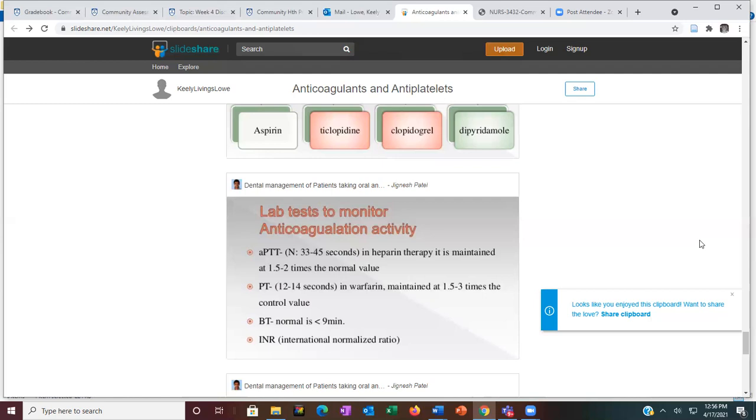So normally, if the patients are taking this medication, we want the time for the blood to clot to be a little bit longer. Okay, we don't want it not to clot at all, we'll bleed to death, but we want it a little bit longer. So looking at the number can help us.